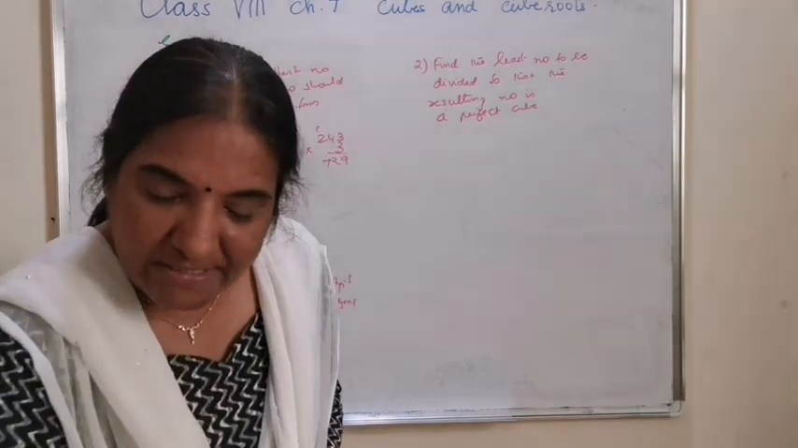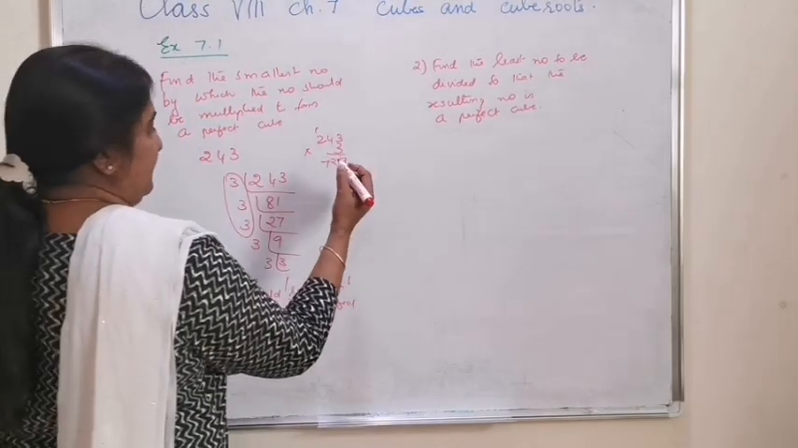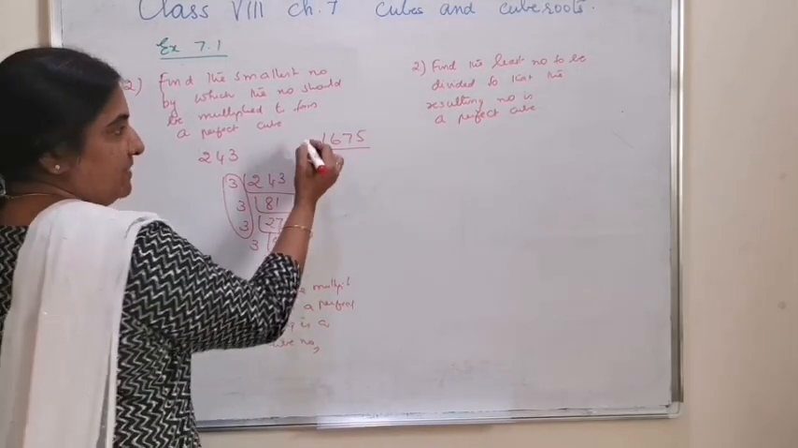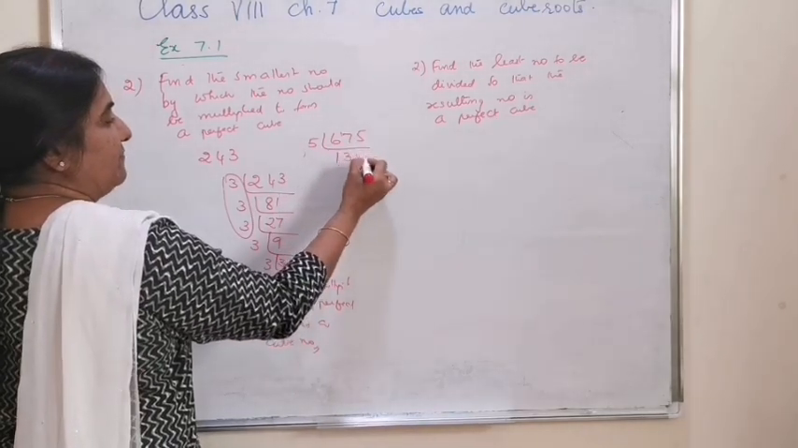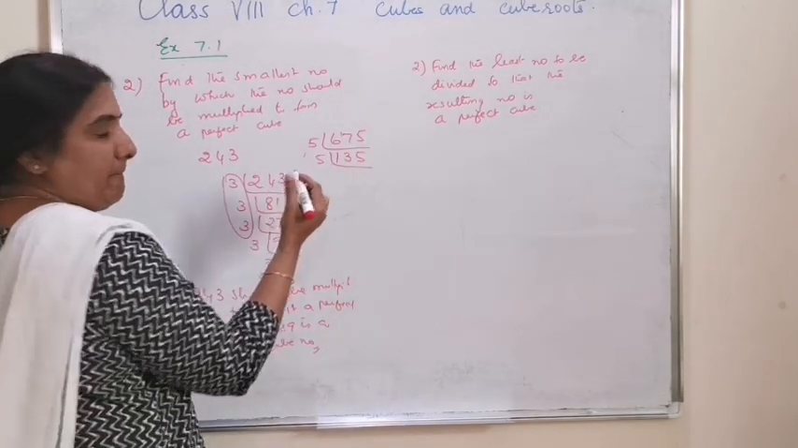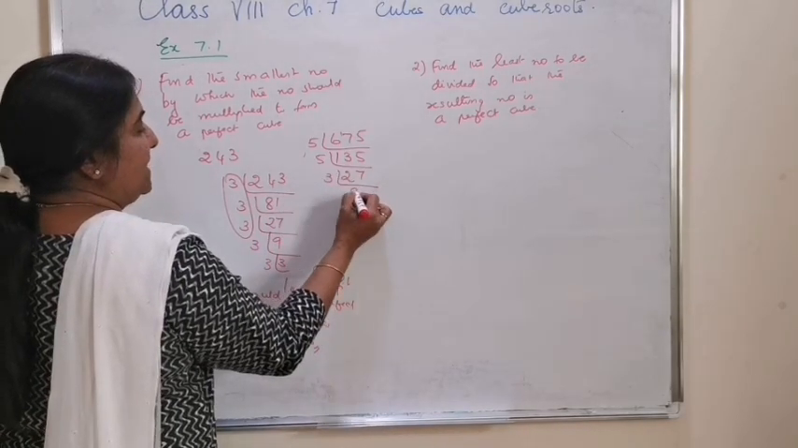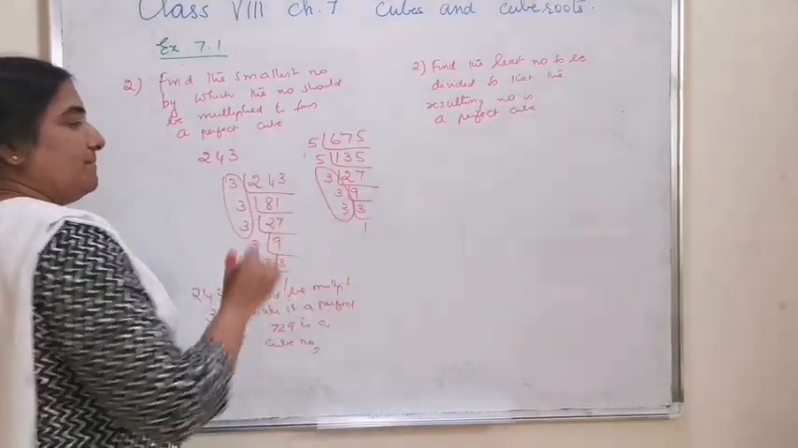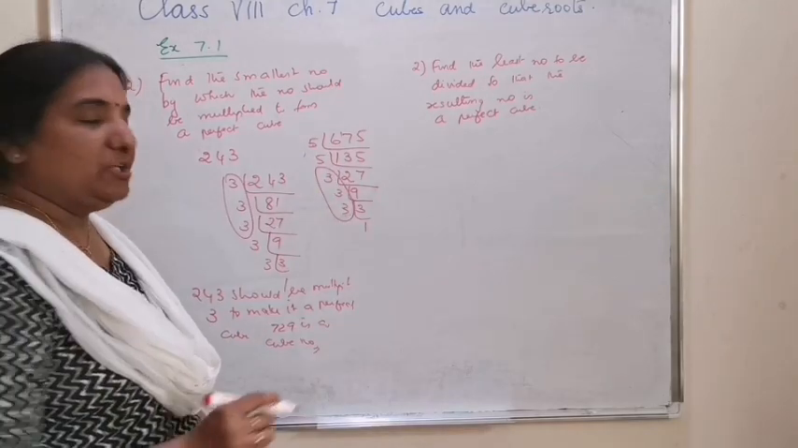Similarly, one more example I will show you with 675. Second example of 675. 5 1s are 5, 5 3s are 15, 135. 5 2s are 10, 27. Again by 3, 9, by 3, 3, 1. The factor 3 has occurred thrice, but the factor 5 has occurred only 2 times.